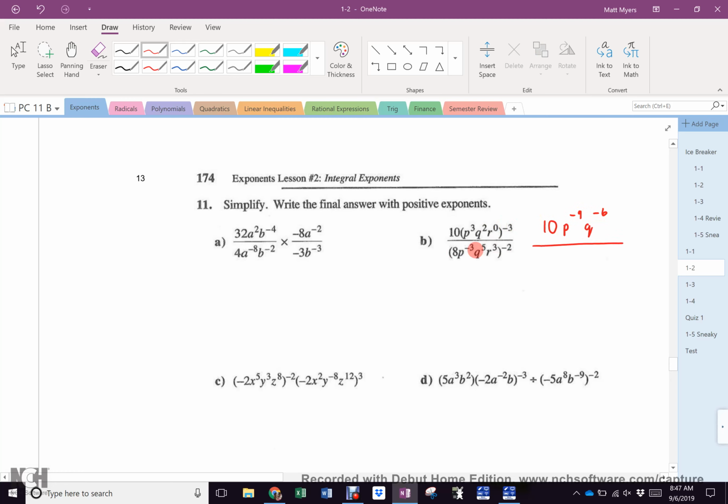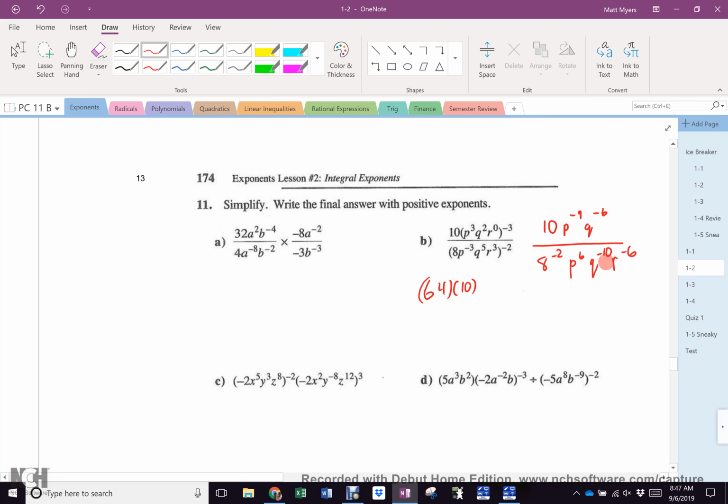And then down here, I'm going to have 8 to the negative 2, which means it is going to have to move. P to the 6, q to the negative 10, and r to the negative 6. Then the 8's coming up. 8 squared is 64 times 10, because the 10's already up there.